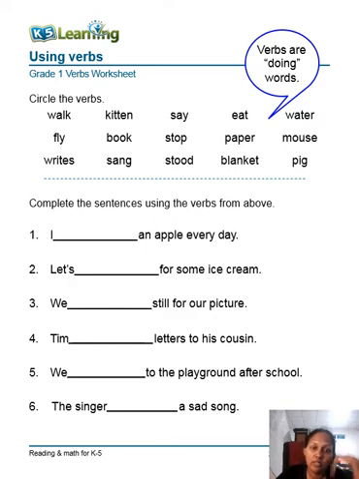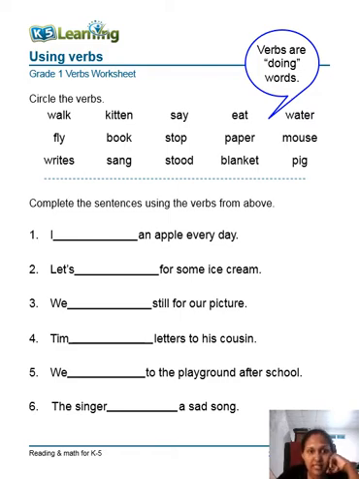Things we do. Now walking is something we do. Fly is something birds do. Right? Then the next one is write. That's also a thing we do. Kitten, can we say it's a verb? No, it's a noun. So you can't circle that. Book, noun, you can't circle. Sang, yes, you can circle that.